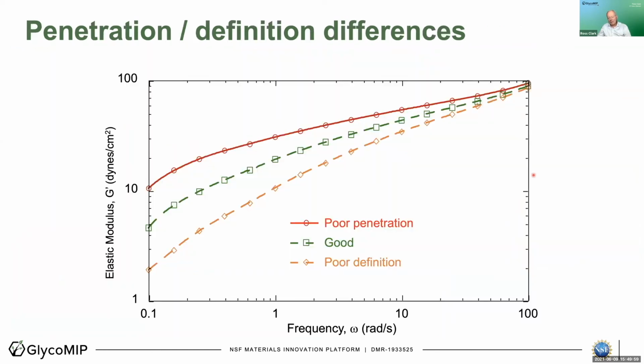Let's talk about penetration and definition. We're measuring elastic modulus as a function of frequency, a so-called frequency sweep curve. We see here that the one in red shows poor penetration. The orange line shows poor definition. And Goldilocks, the green line right in the middle, balances penetration and definition. So again, you need to know this in order to correctly print that carpet.